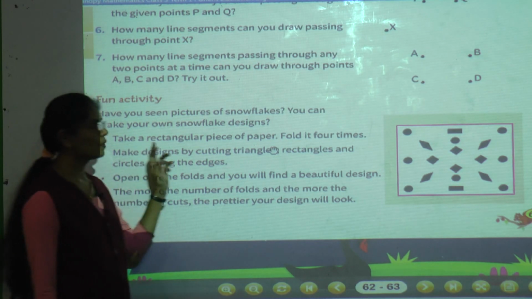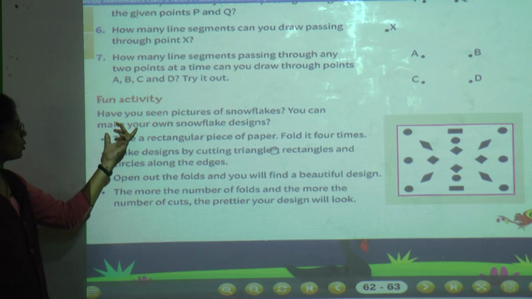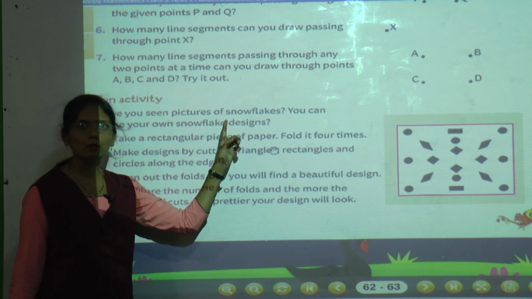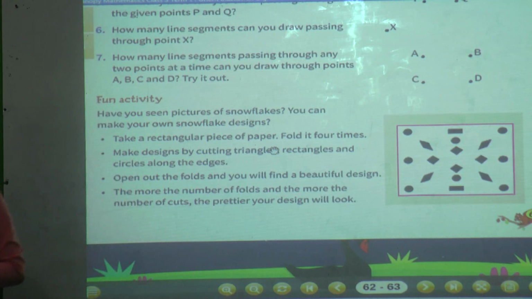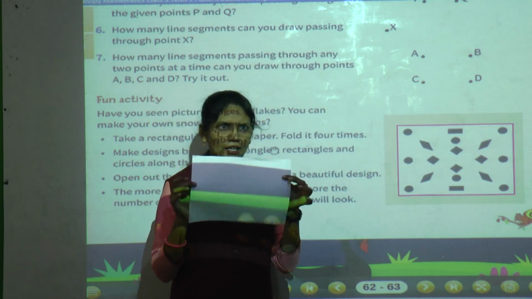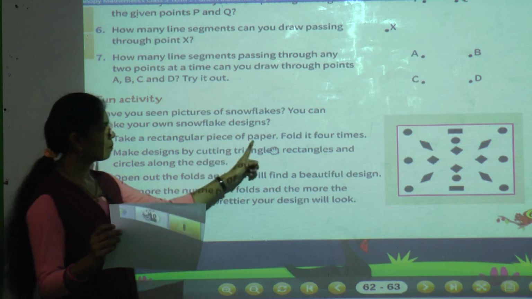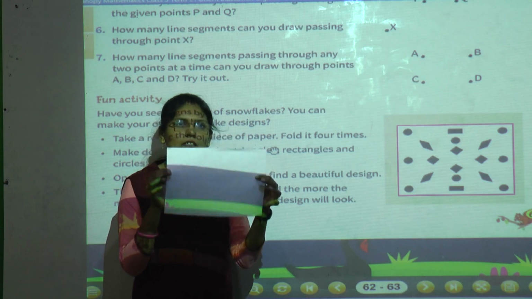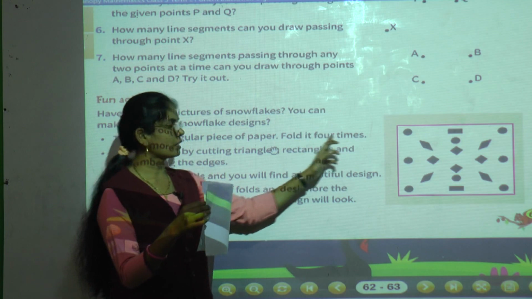You have to take one rectangular paper, and with the help of that paper you have to make a snowflake design. Snowflake designs you have to make by cutting different shapes. How should you make it? See here, you have to take a rectangular paper like this. Then take a rectangular piece of paper and fold it 4 times. Again, you have to fold this paper 4 times.